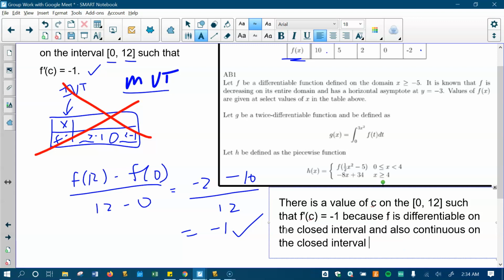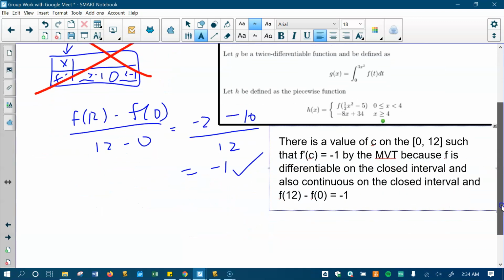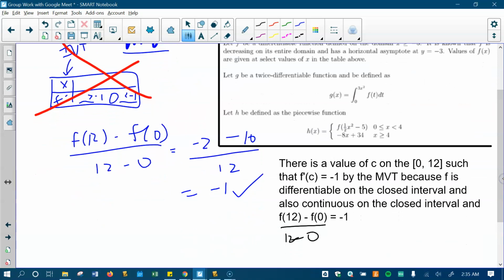I should also state, because f is differentiable on the closed interval and continuous on the closed interval, and f of 12 minus f of 0 over 12 minus 0 is equal to negative 1. I added one more little part here. I just wanted to add "by the MVT" to give credit where credit was due, and it fits more grammatically in that part. Divided by 12 minus 0. That's your answer for this one, and this is an MVT question.